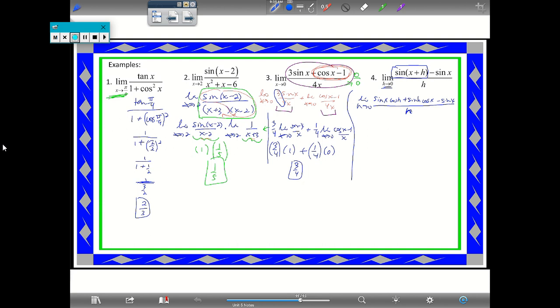Everybody okay? So this actually takes practice. When we're looking at this, we might be overwhelmed, like what in the world am I going to do? What we would do is group together this sine x with this sine x. We're going to factor the sine x out. So we've got the limit as h goes to 0 of sine x times cosine h minus 1, plus sine h cosine x.